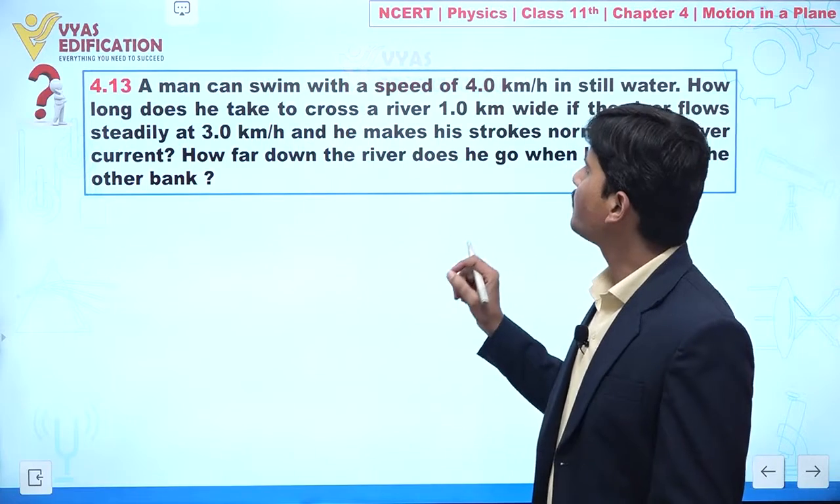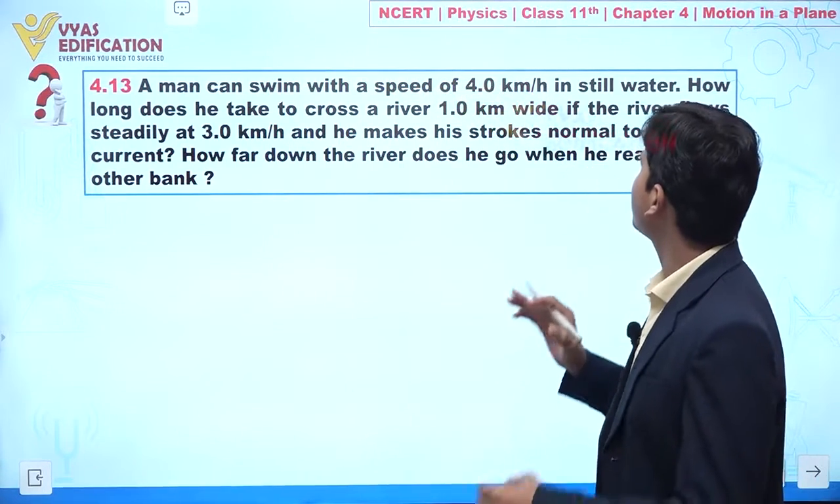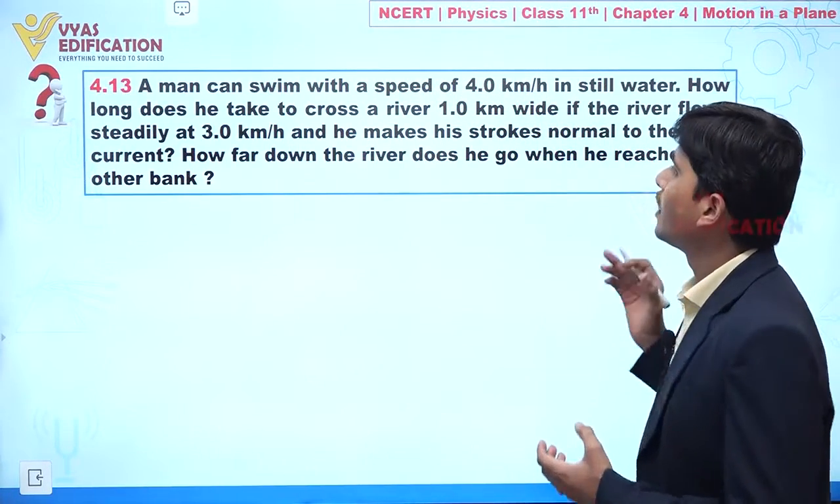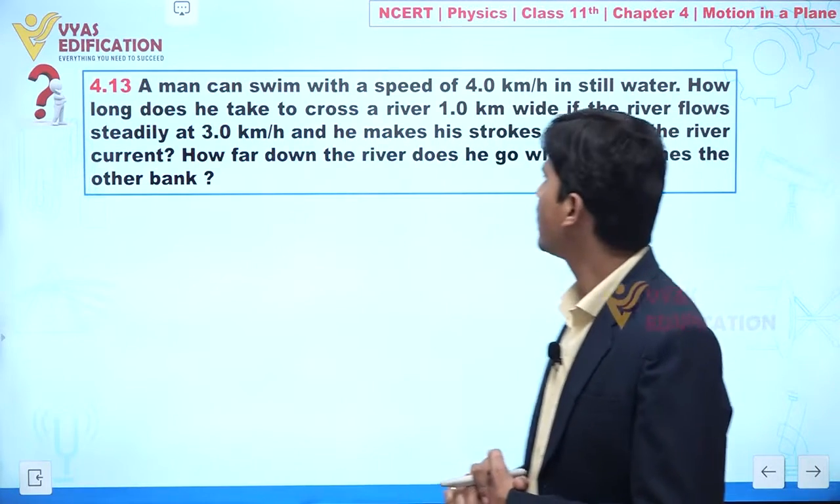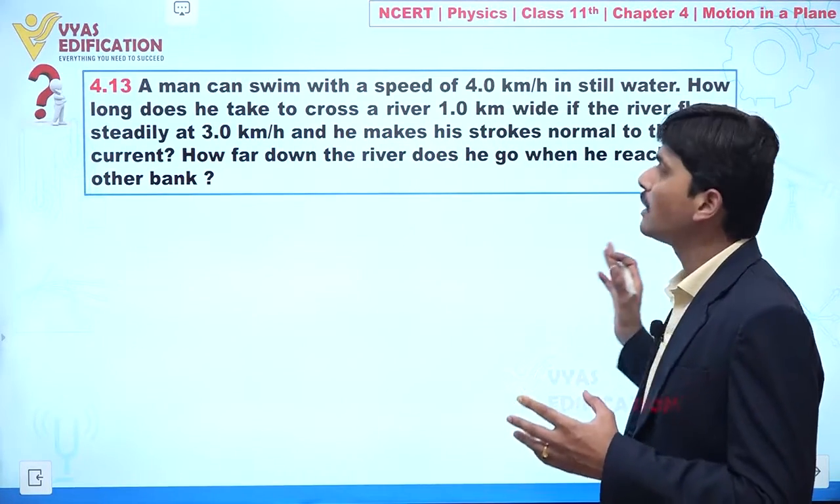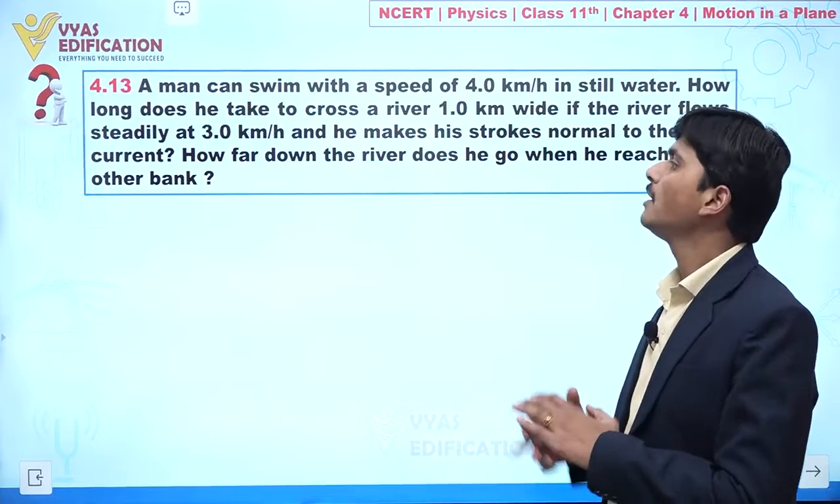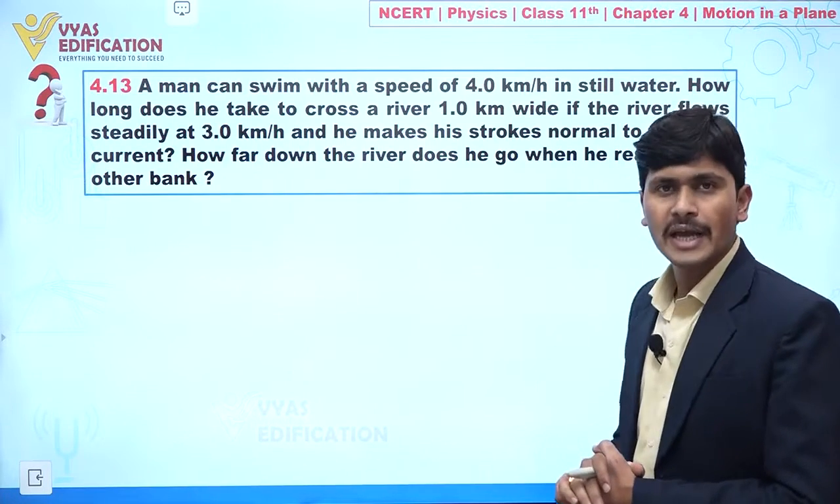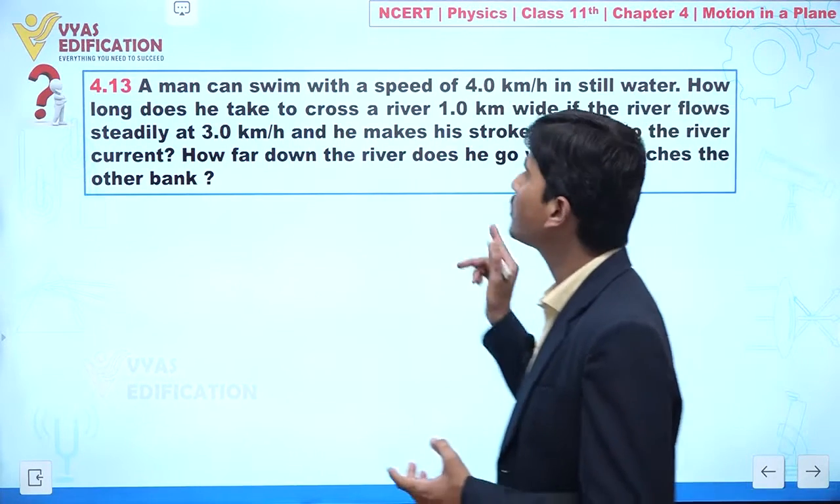A man can swim with a speed of 4 km per hour in still water. How long does he take to cross a river 1 km wide if the river flows steadily at 3 km per hour and he makes his stroke normal to the river current?